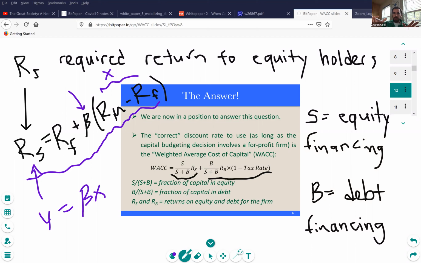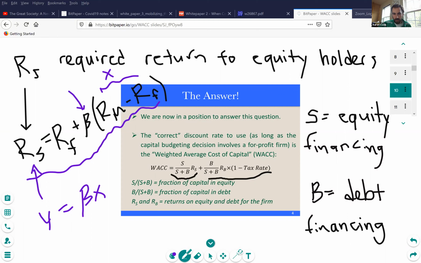And so overall, a firm's total value is its combination of debt and equity. Debt and equity together, if you add them together, equal assets. So that's the total value of the assets of the firm. We can use this fraction S over S plus B to represent the fraction of the financing of the firm or a project that is equity financed. We can use the fraction B over S plus B to denote the fraction of financing that's coming from borrowing money.